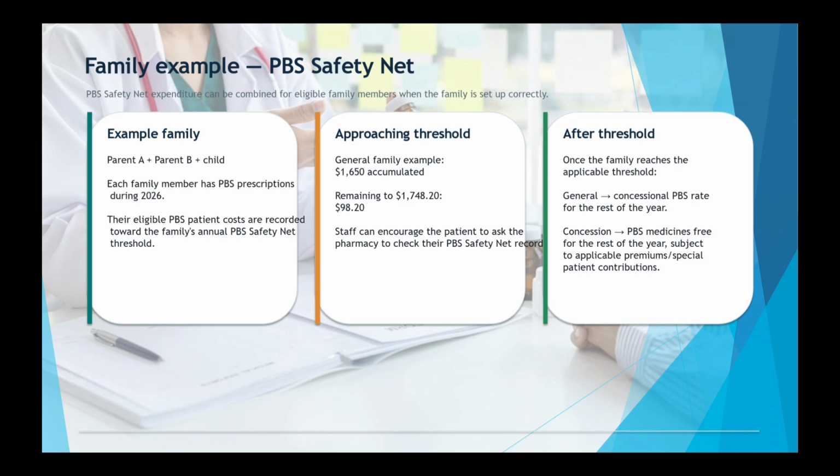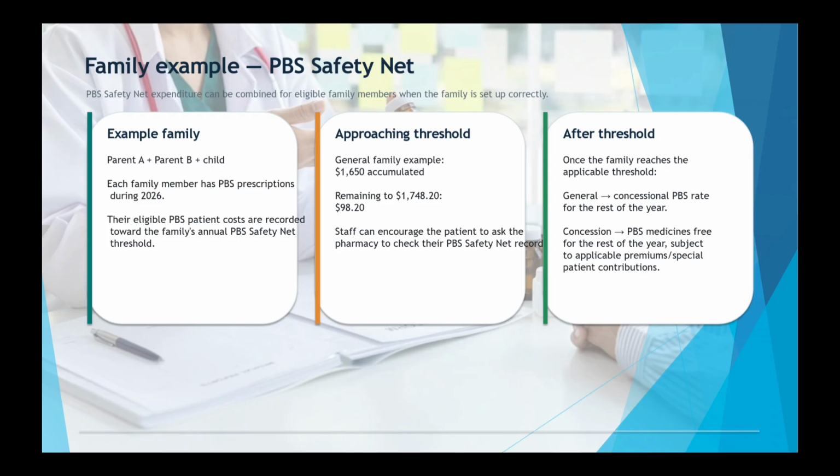Because it will accumulate all the dispensing. For example, someone on concession needs to reach 277.20, and someone has spent around $78 at another pharmacy, and they have already reached $200. Then they can bring the safety net PRF, we can add it in our system, and after that they will reach the safety net. So it doesn't matter if they go to a different pharmacy, as long as they bring the safety net PRF, it should be fine.